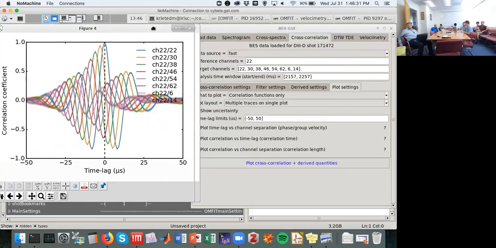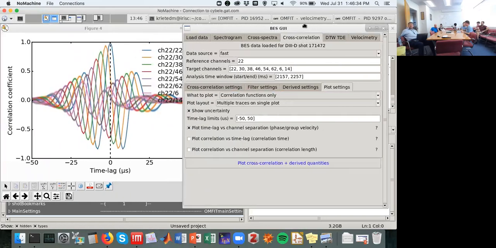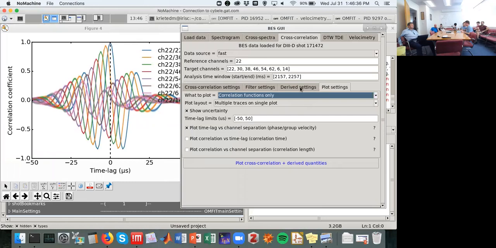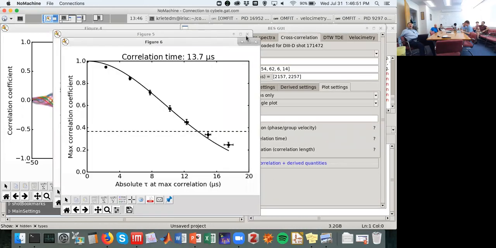And usually, when you're in a regime where, especially in the core of the plasma, the E cross B velocity is very large, those two velocities are very similar. All right, so that's group and phase velocities. The next thing you might care about is the correlation time measurement. Go ahead and plot that.